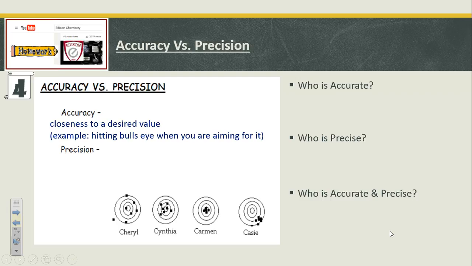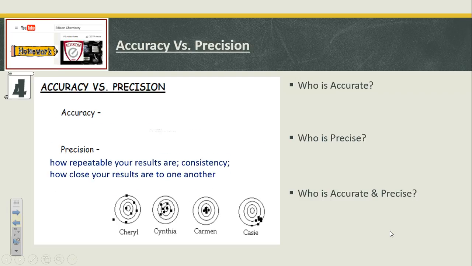Closeness to the desired value is accuracy, meaning how close did you get to the center of the target, and precision is how repeatable your results are. So you answer those three questions on the side yourselves in your notes. I'm not showing you the answers.